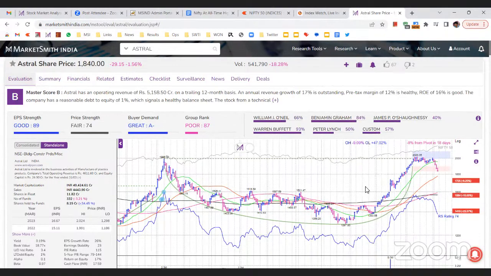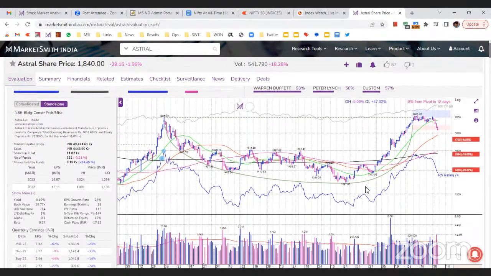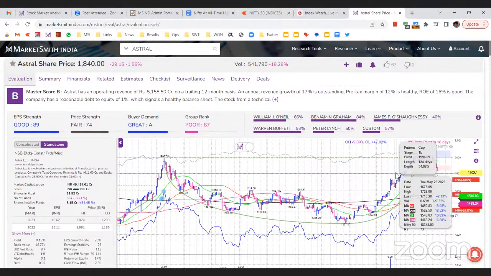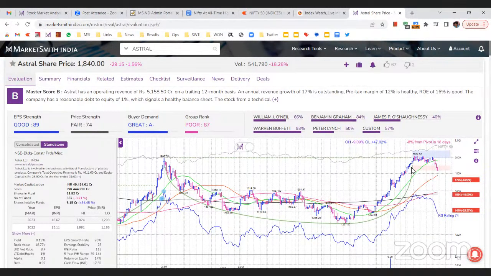Astral, very good stock on the fundamental side. It has a very good rating of 89. But if you look at the stock's price volume action, why it is important for the stock to close above pivot can be seen here. The stock has a pivot of around 2000 level, but it has faced resistance around 2000 to 2020 level.